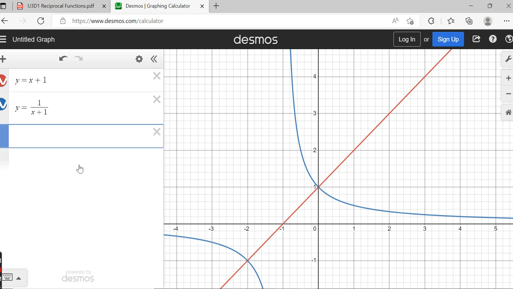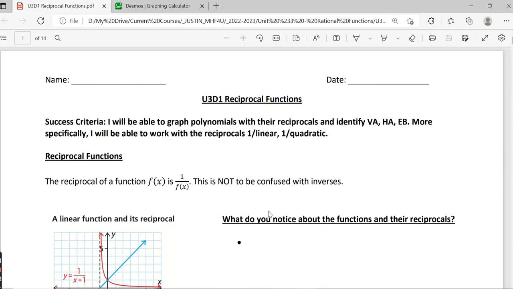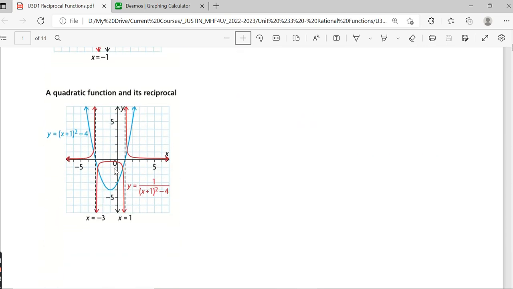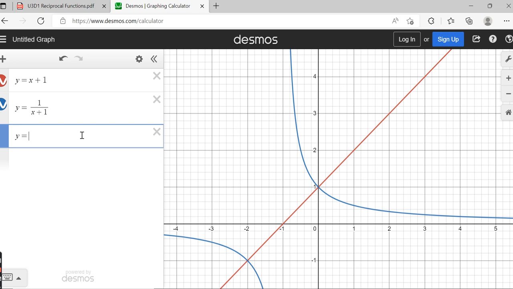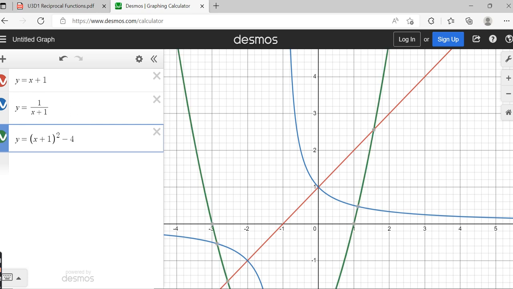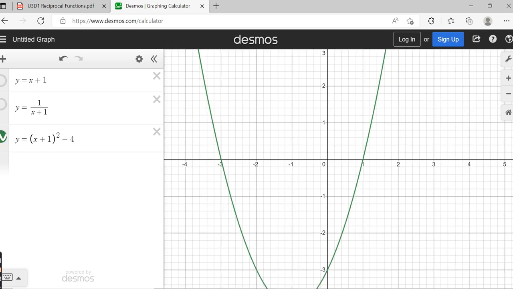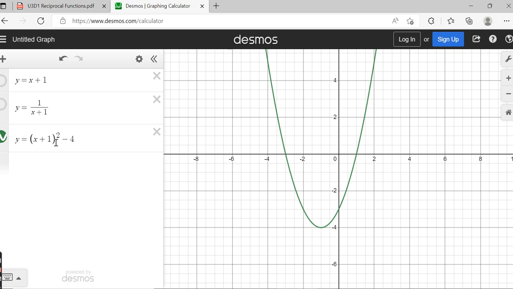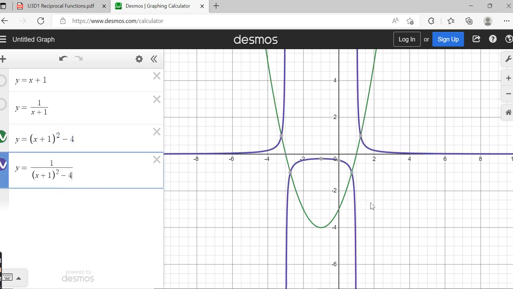If I were to use a quadratic, for example, which is our second example, x plus 1 squared minus 4, let's use that. Y equals x plus 1 squared minus 4. So let me get rid of these two. Here's a parabola, right? So what's the reciprocal function of this quadratic? Just 1 over it, copy, paste. So the purple is our reciprocal function.